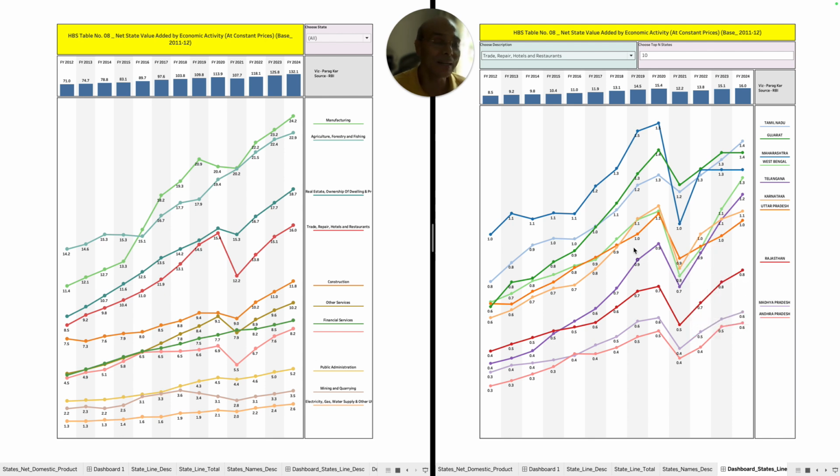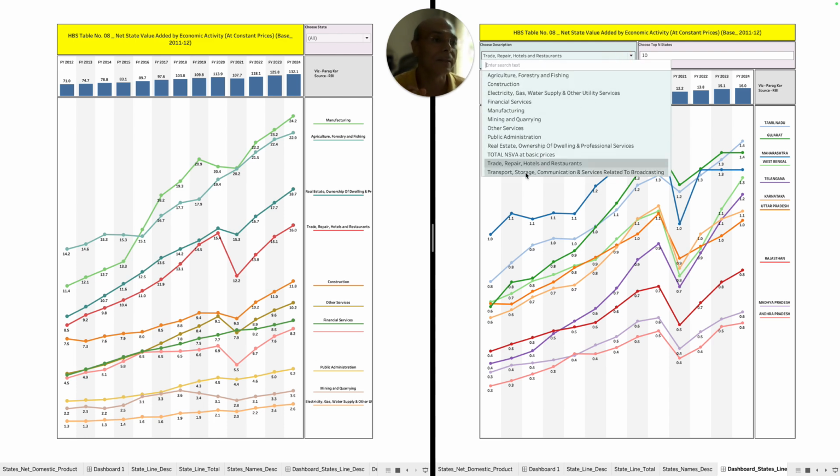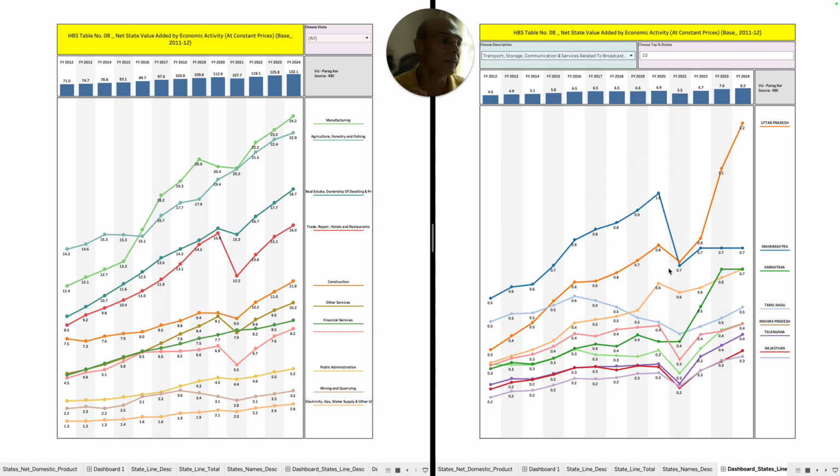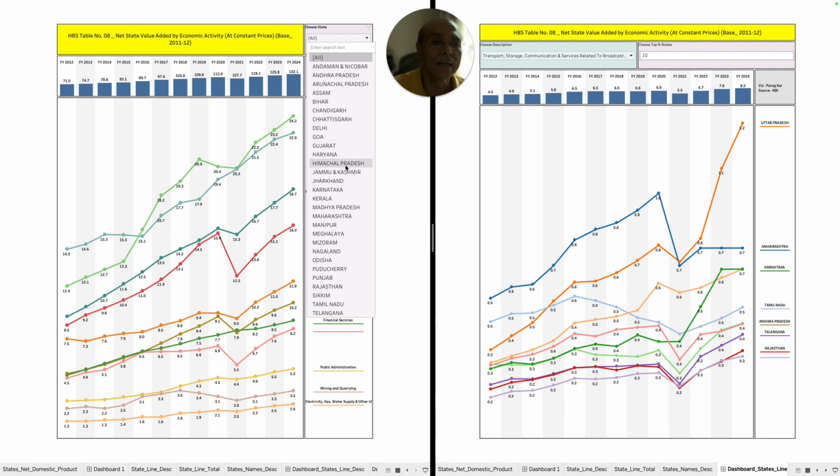So this is the most important part where the COVID actually had hit significantly the economic activity of the various states. Transport, storage, communication also was hit, right? But Uttar Pradesh has shown a significant improvement on these activities. So after having seen the various dimensions, let's look at some of the states.